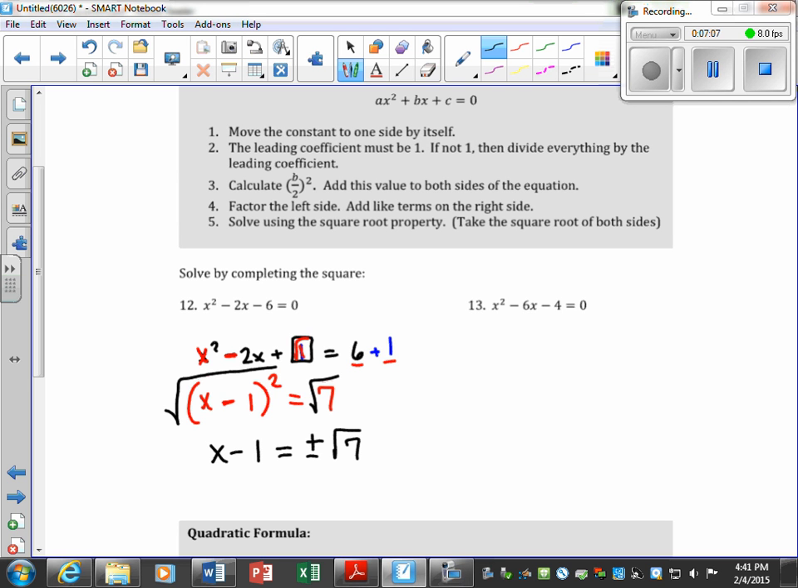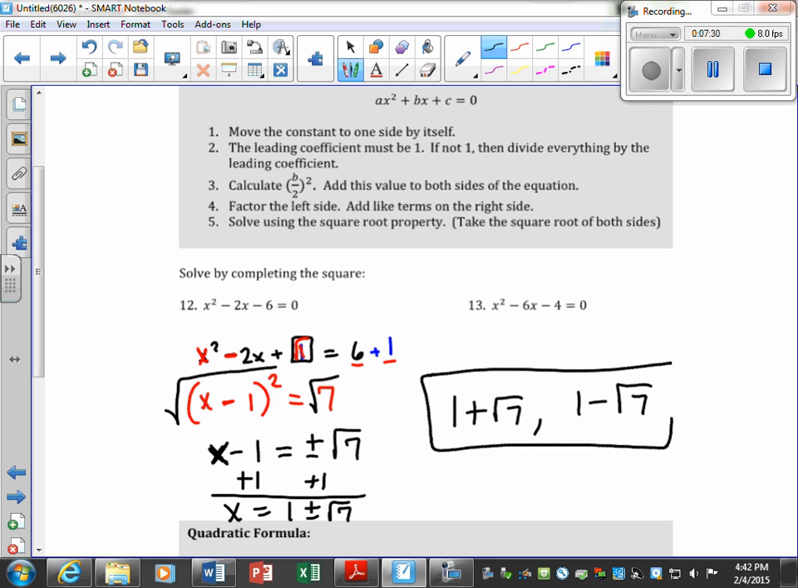Now our goal is to solve for x and get x by itself. So I want to move this 1 to the other side. So that just becomes x equals 1 plus or minus the square root of 7. In your homework, 1 plus the square root of 7, comma, 1 minus the square root of 7. So you'll have to list it out like that.